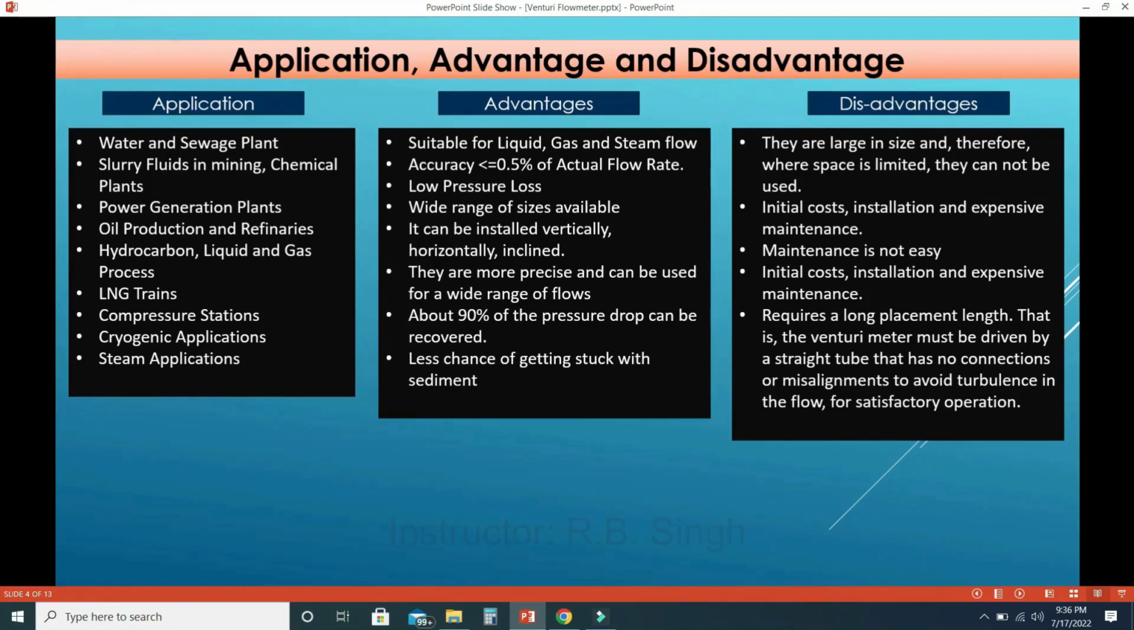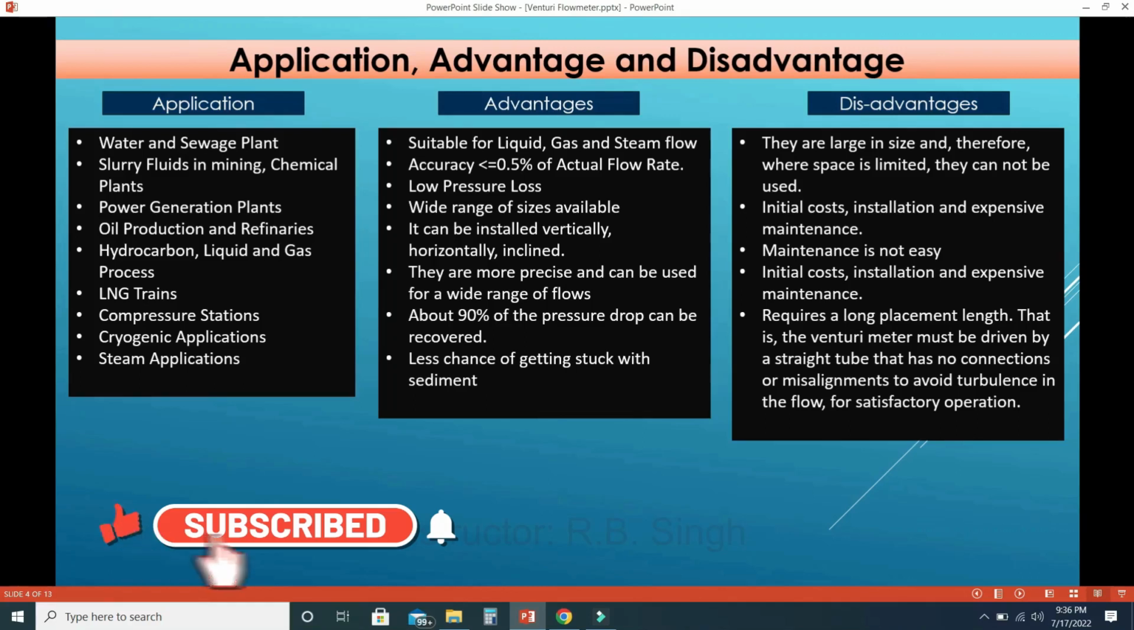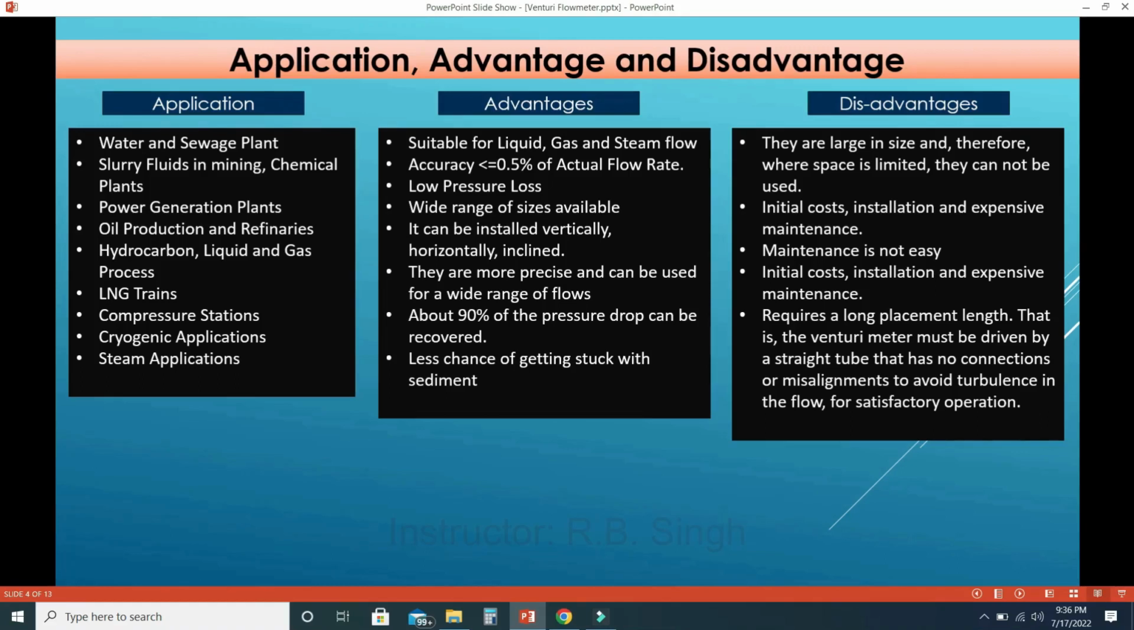Wide range of sizes are available. Orifice meter, magnetic meter, Coriolis meter, vortex meter, these types of meter have size limitations. But Venturi meter can be used for bigger sizes also. From a particular supplier, we can get 104, which means 104 inch of Venturi meter. So you can assume the size of Venturi meter so that we can get a wide range of flow.